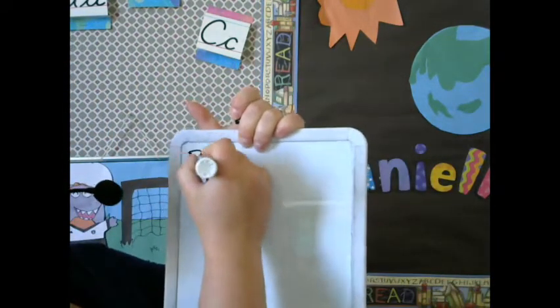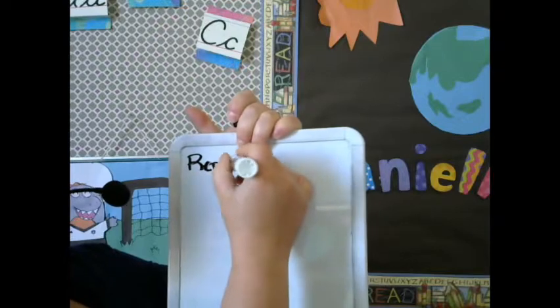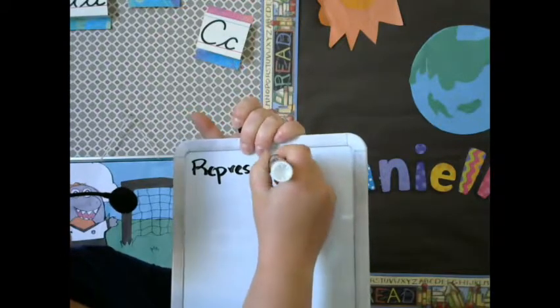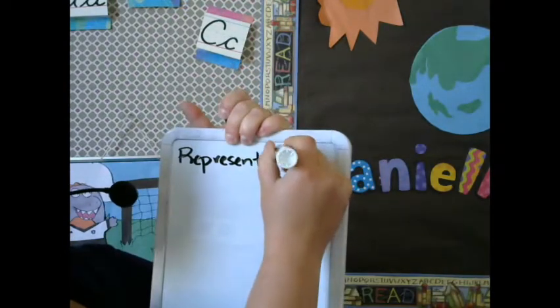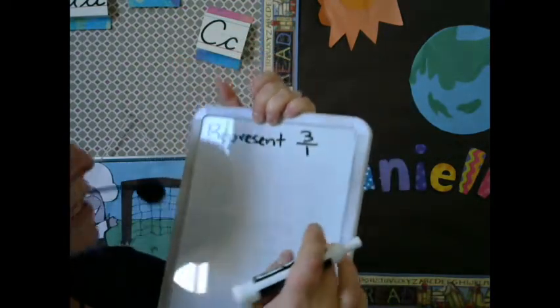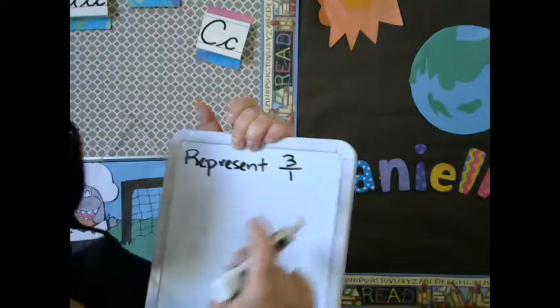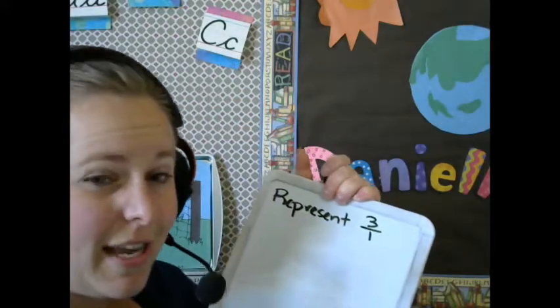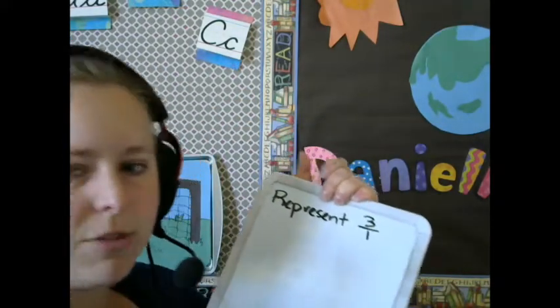Let me give you another example. What if it says something like this? It might say represent, so let me write this out. Represent 3 over 1. We'll talk about that in just a second. So 3 first, I guess is how you would say it. You don't usually say it that way, but that's how officially you would say it.